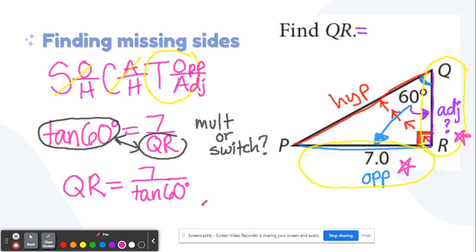We are so close to getting the answer. The only reason we don't have the answer is because we need a calculator. So I'm going to take this part right here and I'm going to put it in the calculator and we will have our final answer. So I am trying to do 7 divided by tan 60. All right, so let me go to the calculator and try to figure that out.